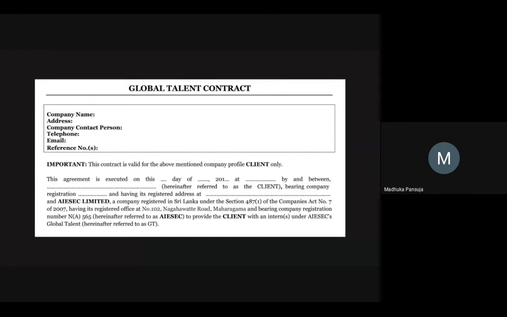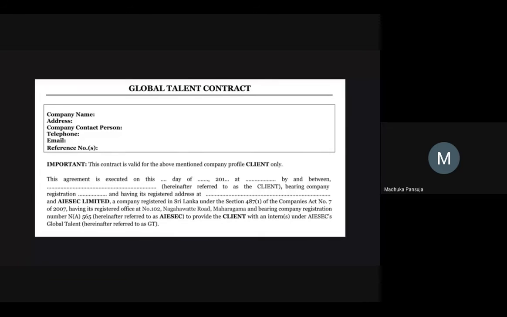Actually, up to now, we have to sign one contract per EP. That means for a single company, if they are bringing 4 EPs, we have to sign 4 contracts. But ISEC in Sri Lanka has said that they are going to change this contract. So we have to sign only one contract at the starting point with the company, and we can bring EPs using that single contract, and we don't have to sign a contract separately when we are bringing new EPs. So that's a new thing that is introduced by ISEC in Sri Lanka.